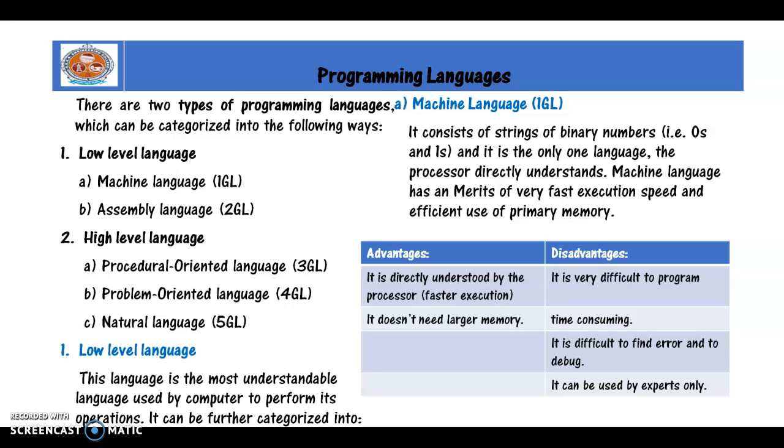So let us see the advantages of this machine level language, and this is also known as a first generation language. As it is directly understandable by the machine, the code we have written is directly understandable, so the execution is also a little bit faster, and it doesn't need any large memory, because we are not giving any kind of data to store and all. So it doesn't need a large memory.